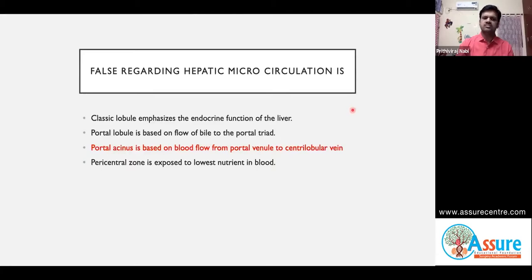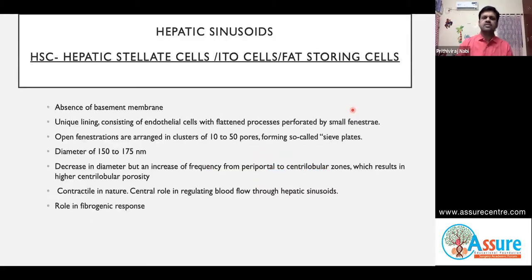The portal acinus is not based on this. It is based on the oxygen and nutrient gradient. And coming to the pericentral zone, the pericentral zone is exposed to the lowest nutrient in the blood, and that is also correct.